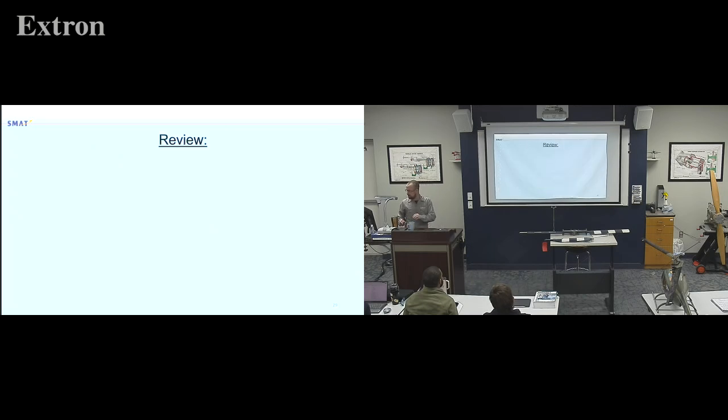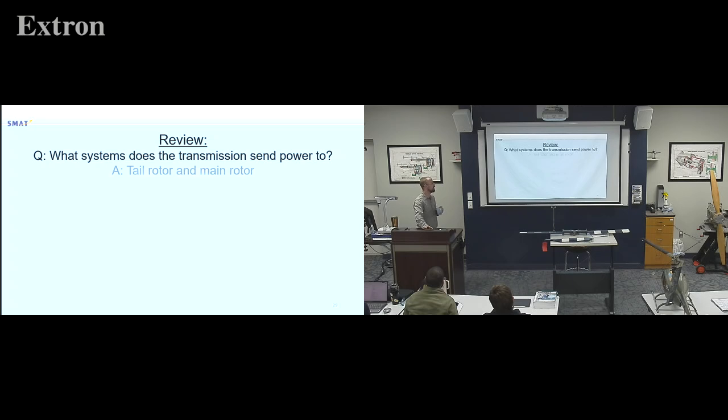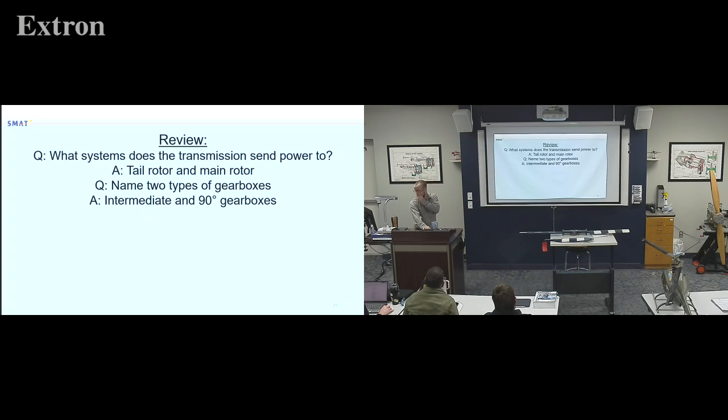So what does the transmission, what system does the transmission send power to? Parker? Tail rotor. Sends power to the tail rotor, main rotor. Good. Two types of gearboxes. Herson, give me a type of gearbox. Okay, John, give me another. Intermediate or 42 degree. Good.